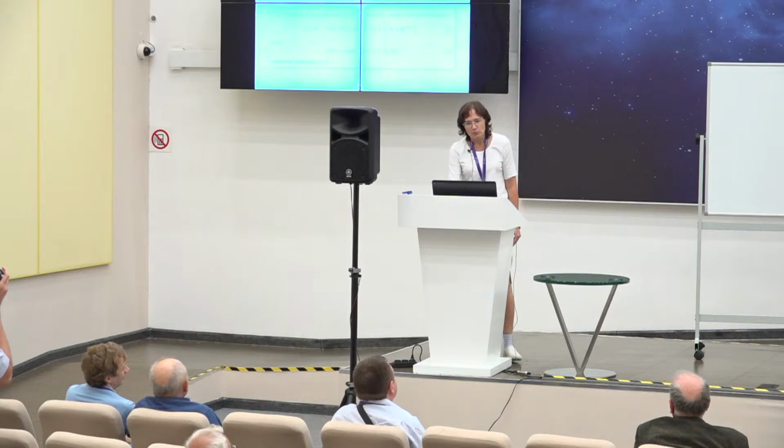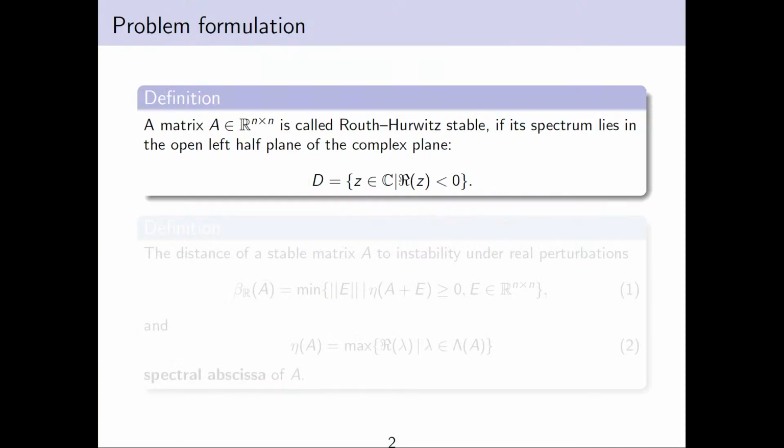I'd like to present our joint work with my colleague Alexey Uteshev concerning the real stability radius for some classes of matrices. First, I'd like to formulate the problem. A real square matrix is called Routh-Hurwitz stable if all its eigenvalues lie inside the open left half plane of the complex plane. Here it is the region D of the complex plane.